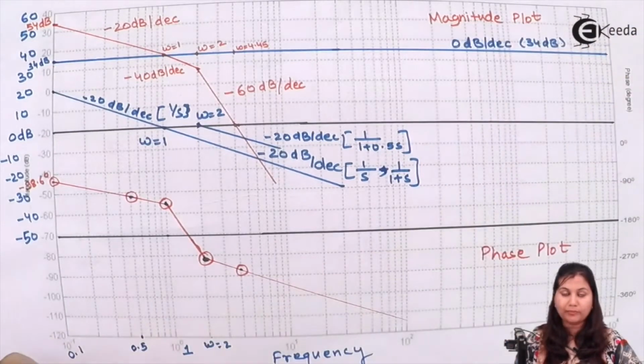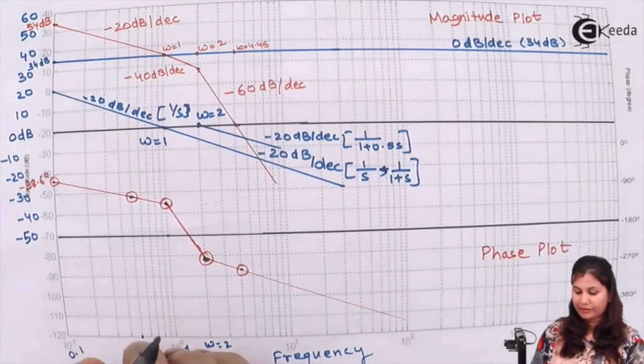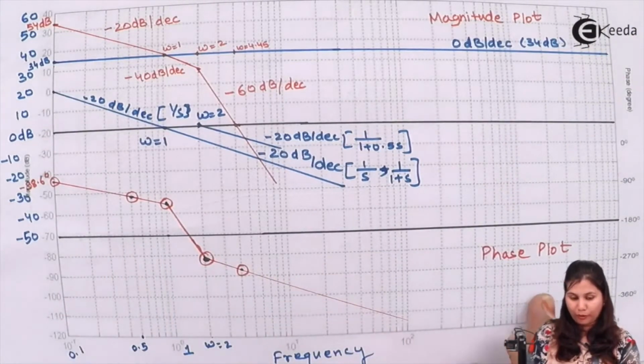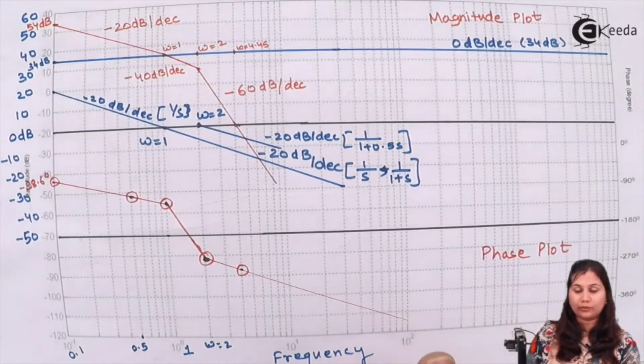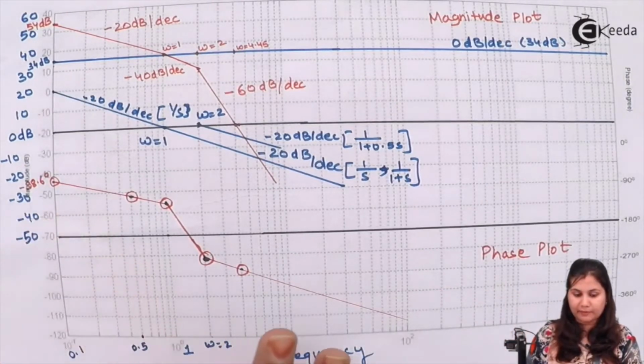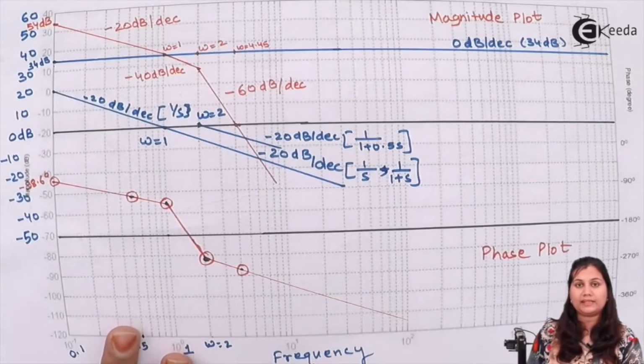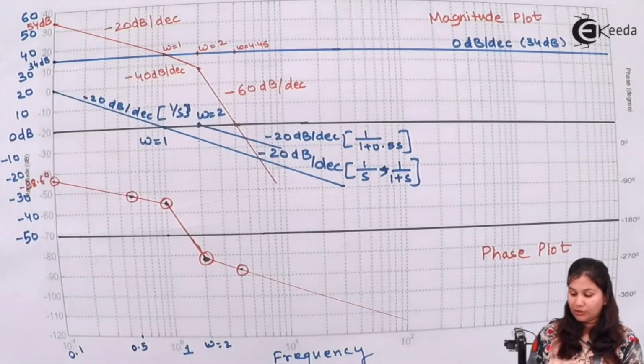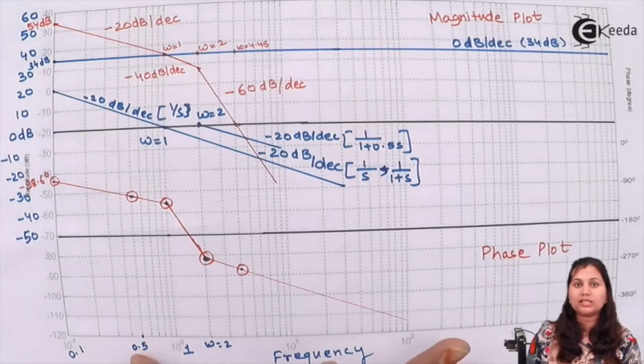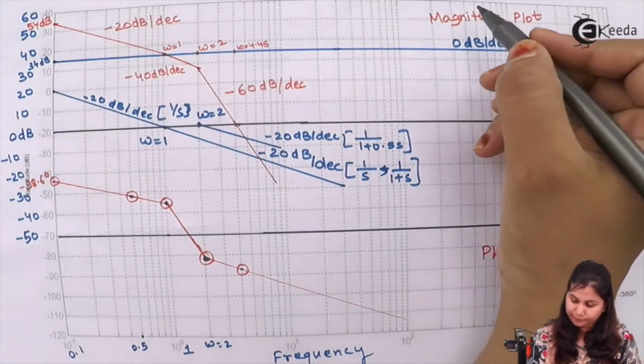So in our problem, it is asked that we have to sketch the Bode plot, and also we have to calculate the gain margin, phase margin, gain crossover frequency and phase crossover frequency, so that we can make a comment about the stability of the system.